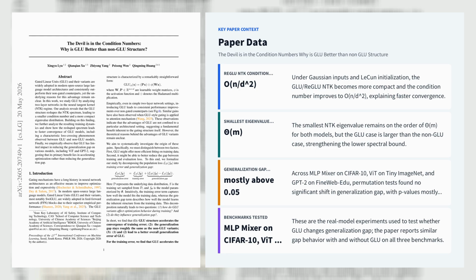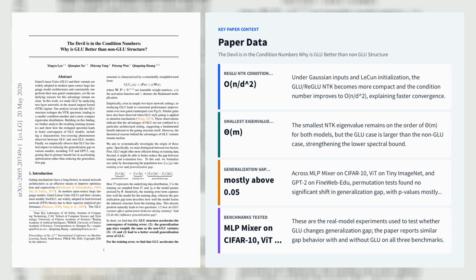analyzed in the neural tangent kernel regime, the authors derive an approximate factorization, K_GLU ≈ K_dec ⊙ D, showing that the GLU gate suppresses gradient correlation and makes the kernel spectrum more compact. Under Gaussian inputs and LeCun initialization, they prove that ReGLU changes the scaling of the largest NTK eigenvalue from Θ(min) for ReLU to Θ(min·d), while the smallest eigenvalue remains Θ(min), but becomes larger than in the non-GLU case. This yields a smaller condition number and therefore faster gradient descent convergence.